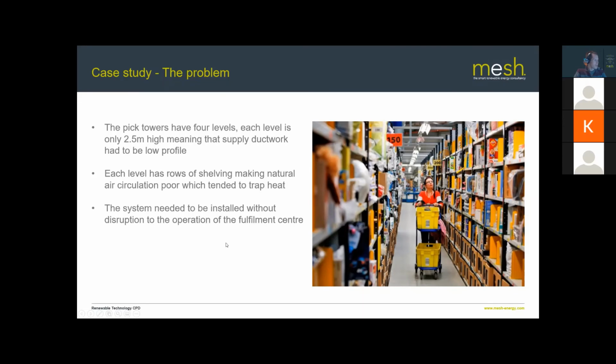heat. And from an operational point of view, we obviously needed to install the system without disrupting the fulfillment center's operation. So it was a pretty tricky system in terms of installation. And Mecon was commissioned to design and commission the system with the evaporative coolers and the heat extraction systems. And we actually designed the evaporative coolers for this system from scratch. So they're Mecon's own design.